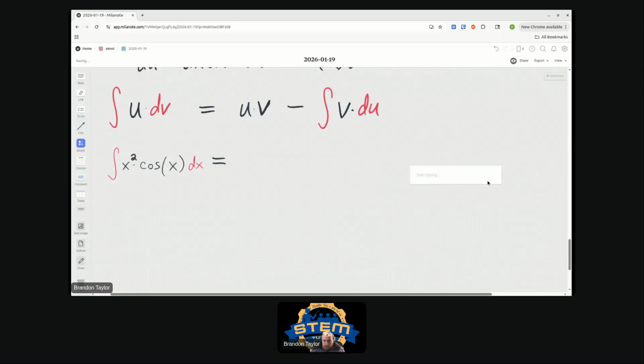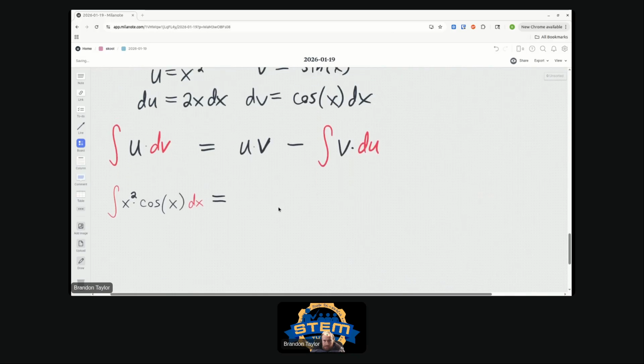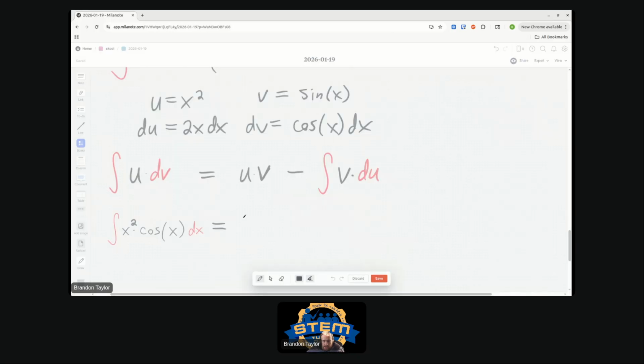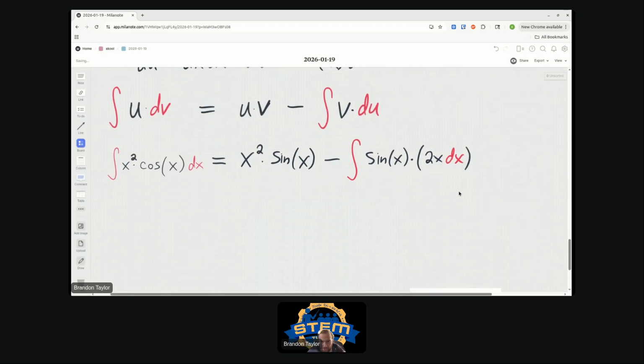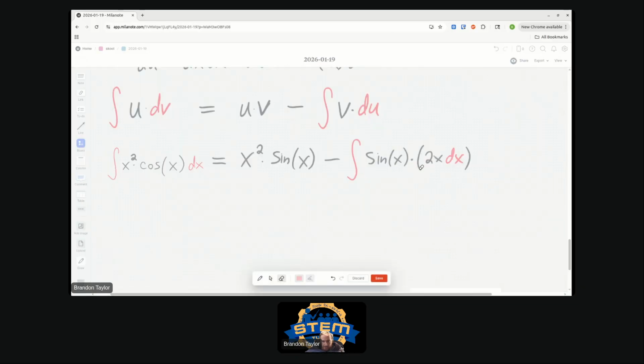But if you think about this, what's u times v? U is x squared, v is sine of x. So we get x squared times sine of x minus the integral of v. What's v? Sine of x, times what's du? Now it's 2 times x times dx. So step one is just blindly plug everything in. Don't try to simplify initially, because you're very likely to make a mistake if you try that.